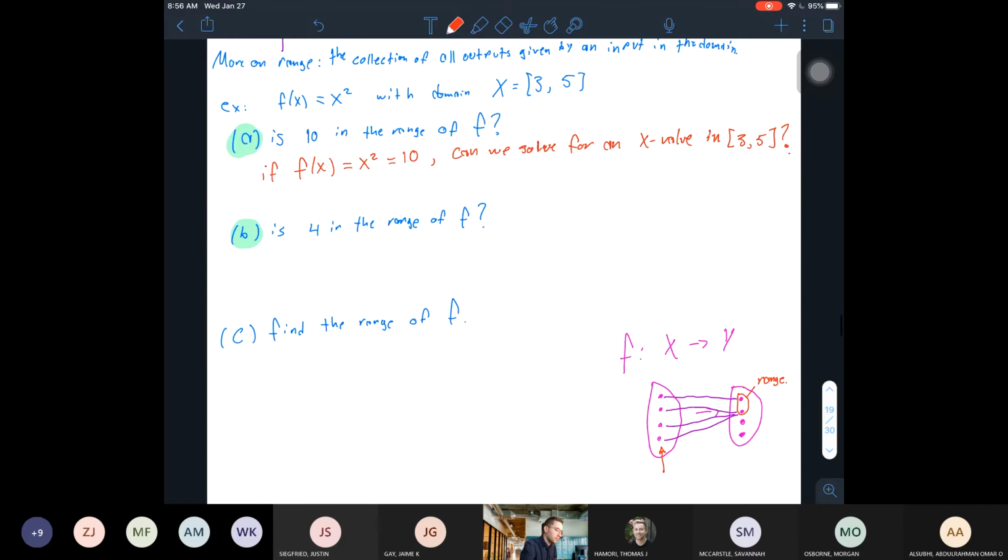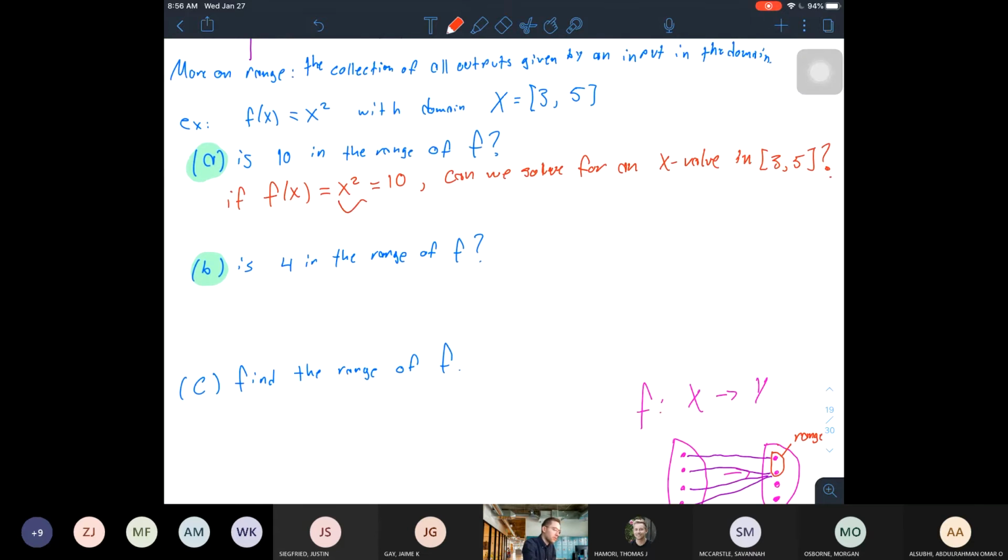So let's try it. All we have to do to solve this equation, x squared equals 10, is take the square root of both sides. So we'll take x is equal to the square root of 10, which is going to be equal to, I don't know, 3 point something. Let's try it. 3.16 something, 3.16 dot dot dot.